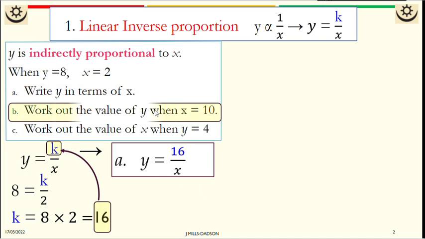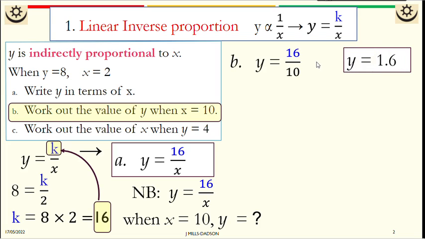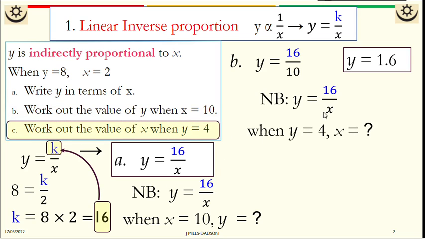So to work out b, it means that if x is 10, what is y? You substitute 10 in place of x, so y will be equal to 16 over 10, which is the same as 1.6. To work out c, still remember the formula, y equals 16 over x, and it says if y is 4, what will x be? That's what this is all about.